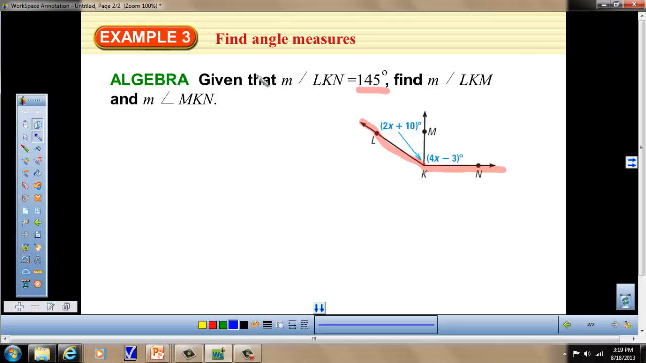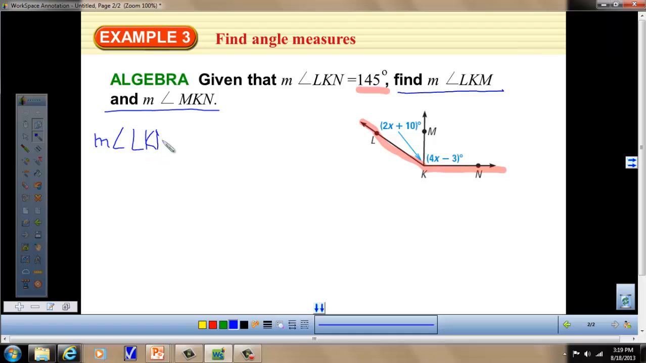Now, when you do this problem, be careful, because remember, what we're trying to find is the measure of these two angles. So once you find x, you're going to have to plug it back in. The first thing we want to state is the idea that the big angle, which is LKN, is equal to the two smaller angles added together. That would be angle LKM and MKN. So those two smaller angles equal the big angle.